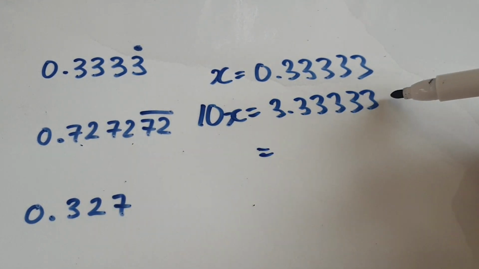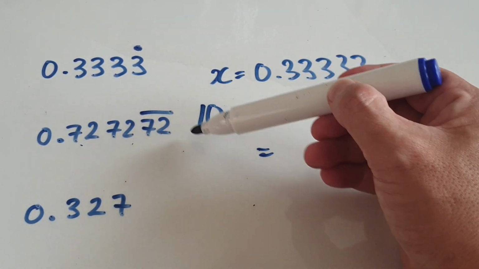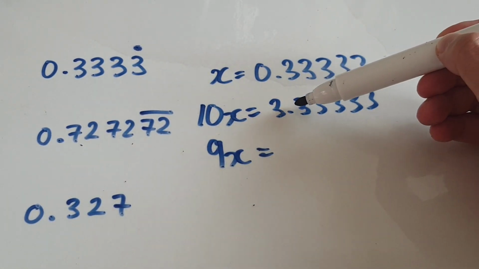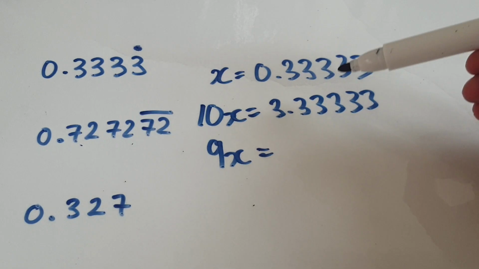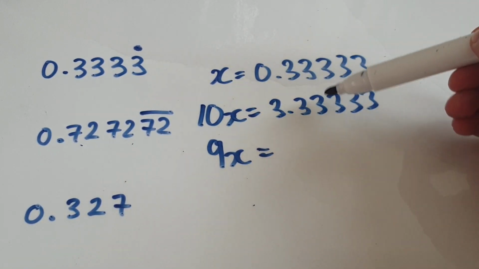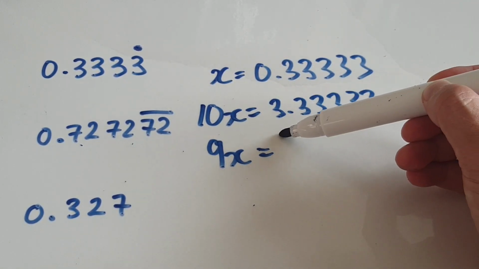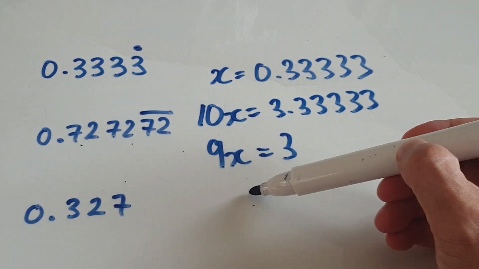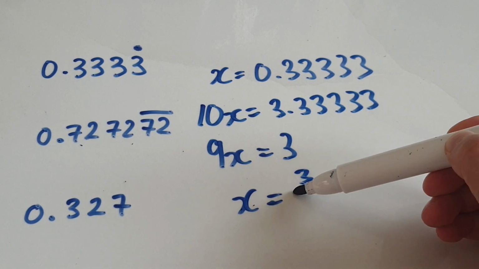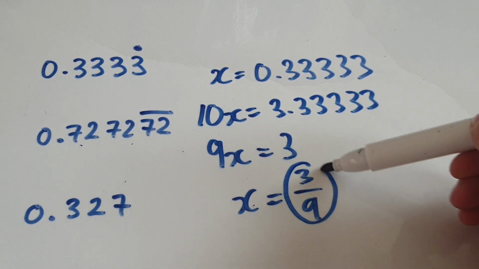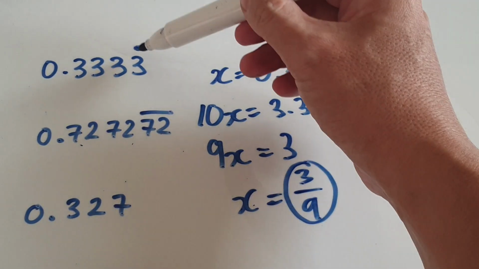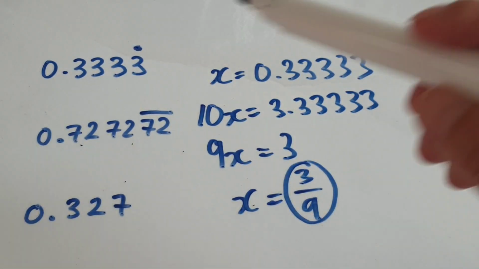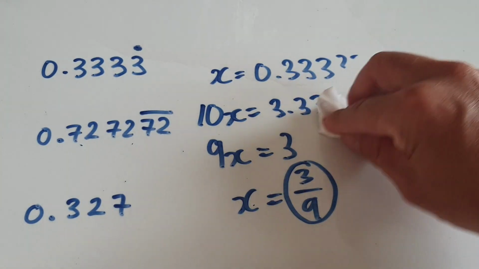Now get the bottom equation, take away the top equation. 10x, take away x, that would be 9x. Now the bottom, take away the top. All the trailing 3's will cancel each other out. So all that's left is the number 3. So now you want to get x on its own because x represents this number. So that number is represented by 3/9. Jump to a calculator, do 3 divided by 9, and it will give you this number where it will repeat itself forever. Okay, so that's the first one done.